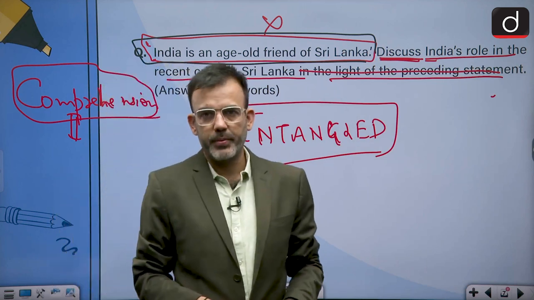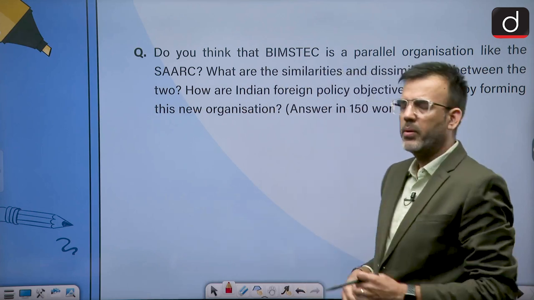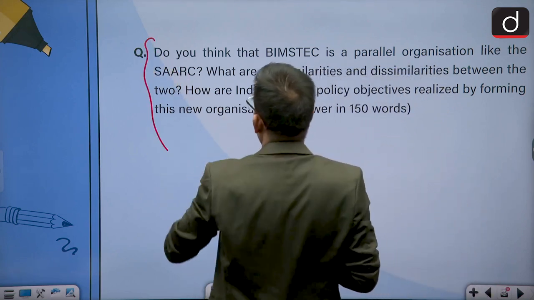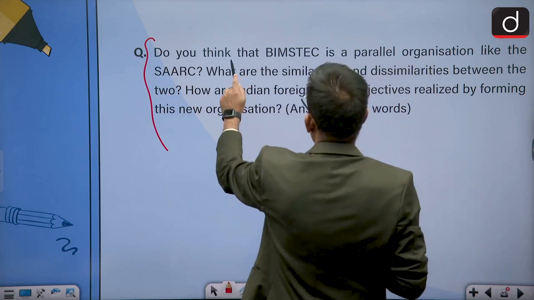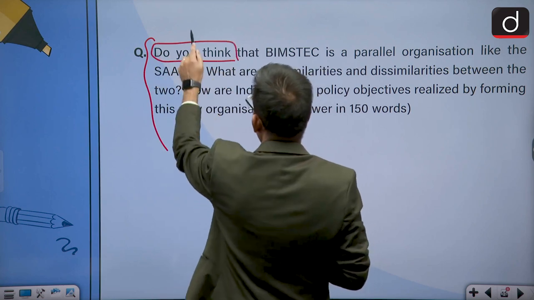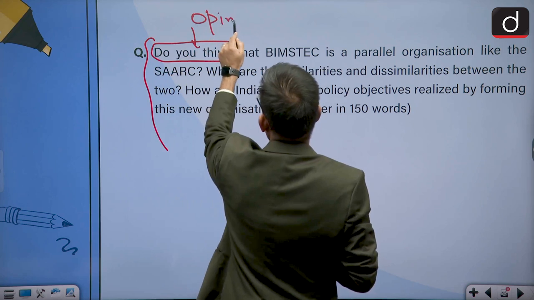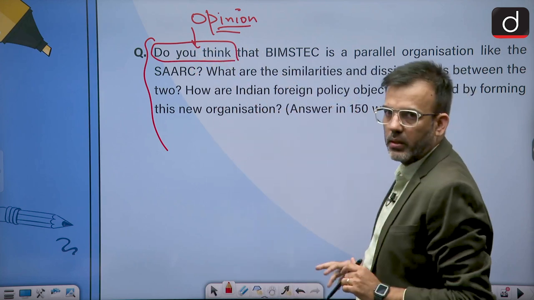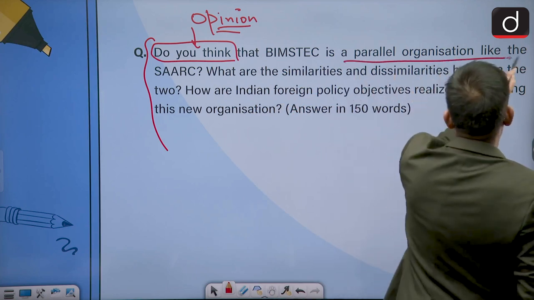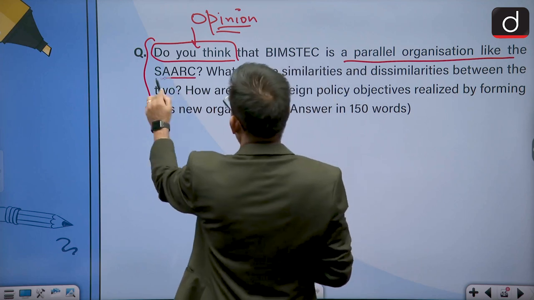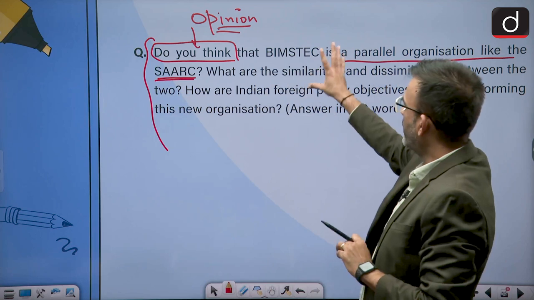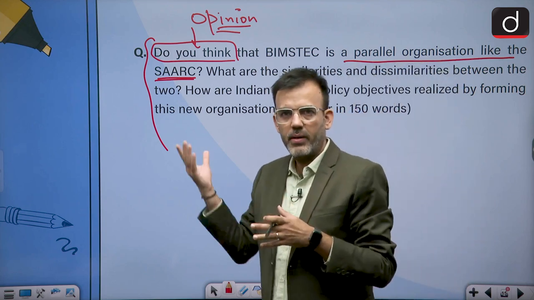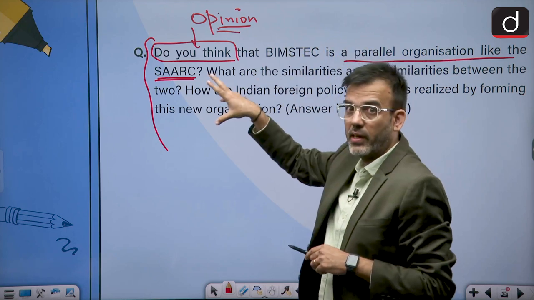Let's move on to the second question. This question is again with respect to the neighborhood, but particularly in reference to regional groupings. The question is divided into three parts. The first part says, do you think... the first important takeaway is that the examiner is asking for your opinion. So the first part itself is opinion based. Do you think that BIMSTEC is a parallel organization with SAARC? So SAARC and BIMSTEC, are they parallel? There is a deep meaning attached to this part, which I will discuss later. So this part of the question is tricky.